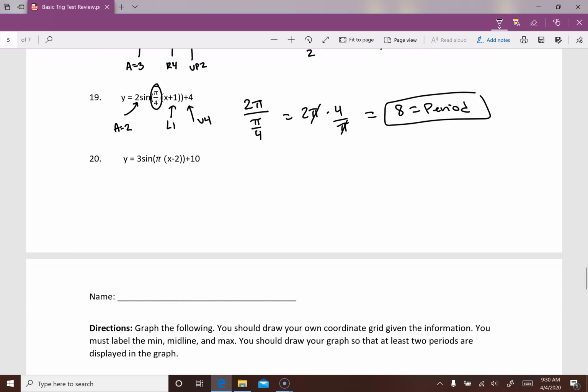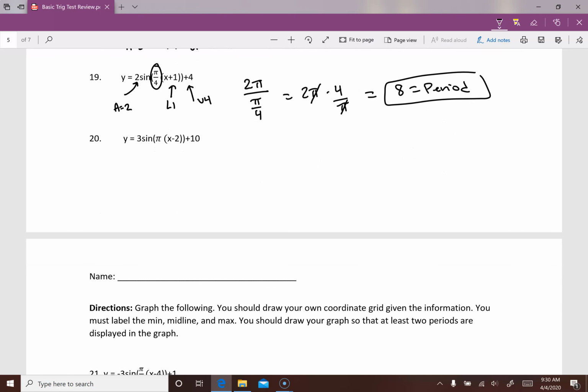All right. Last one here, again, it's positive, so we don't have reflection over the x-axis, but we do have an amplitude of 3. We do have a right 2 and an up 10. And let's deal with now our b. Period is going to be equal to 2 pi over b, or 2 pi over, in this case, pi. Pi's cancel, and I am left with a period of 2.